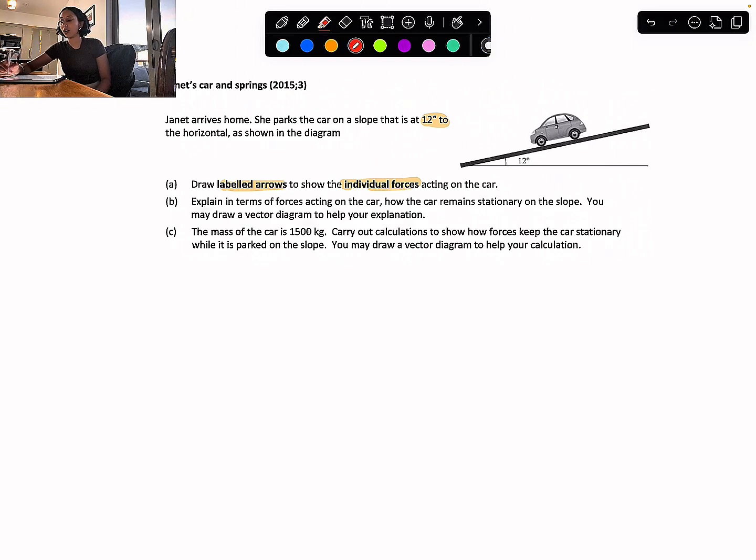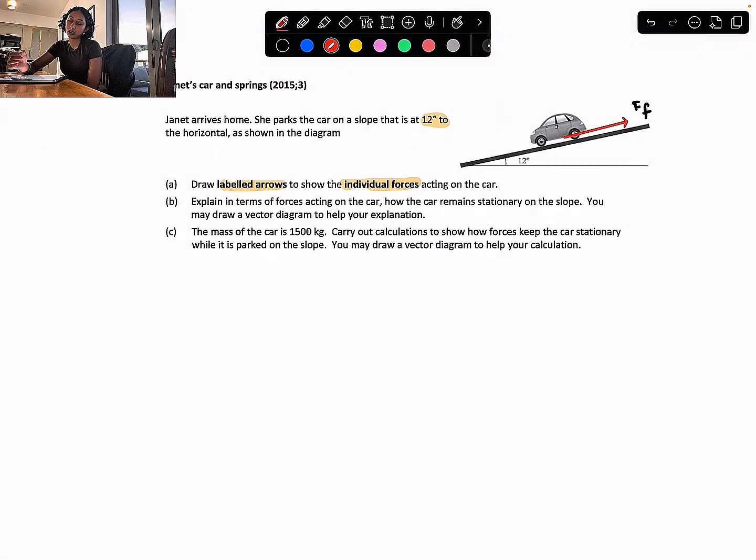Easy peasy. So to stop the car from rolling down, we've got friction, which is acting up the slope, okay? So friction, let me do that in red. Friction, which is stopping the car from rolling down. I'm going to label it like the question has asked me. FF.